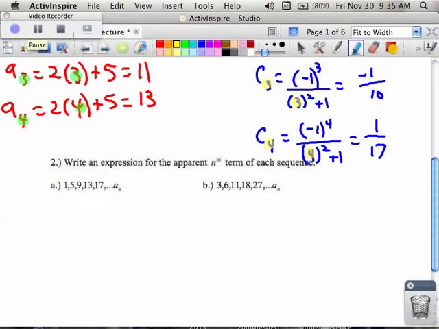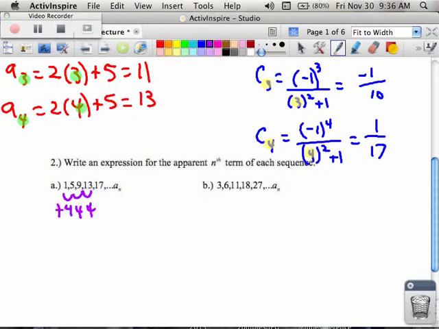In number 2, we're going to go backwards this time. We are actually going to create the a sub n term. And so it's kind of helpful to see what's going on before you do that. What I notice is going from 1 to 5 is a jump of 4 units. 5 to 9 is a jump of 4 units. 9 to 13 is a jump of 4 units. And every single time, I'm adding 4.